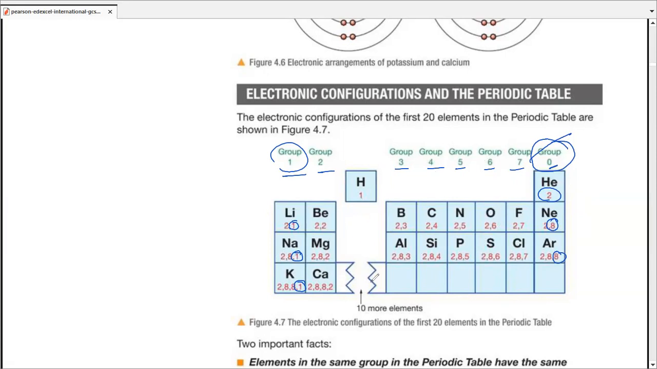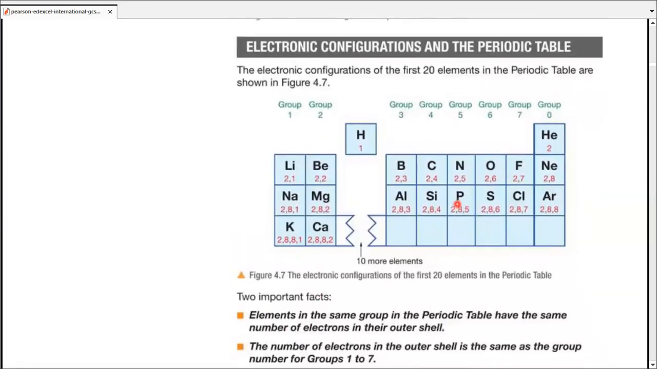Now, these are just the first 20 elements. Let me tell you, no matter how far down you go in a group, this rule remains the same. So after potassium, we have rubidium, which is not given over here, but the last number is still 1. Then we have cesium, again the last number is still 1. Then we have francium, again the last number is still 1. So this rule remains intact even if you go all the way to the bottom of the periodic table. Understandable? Okay, not just that.